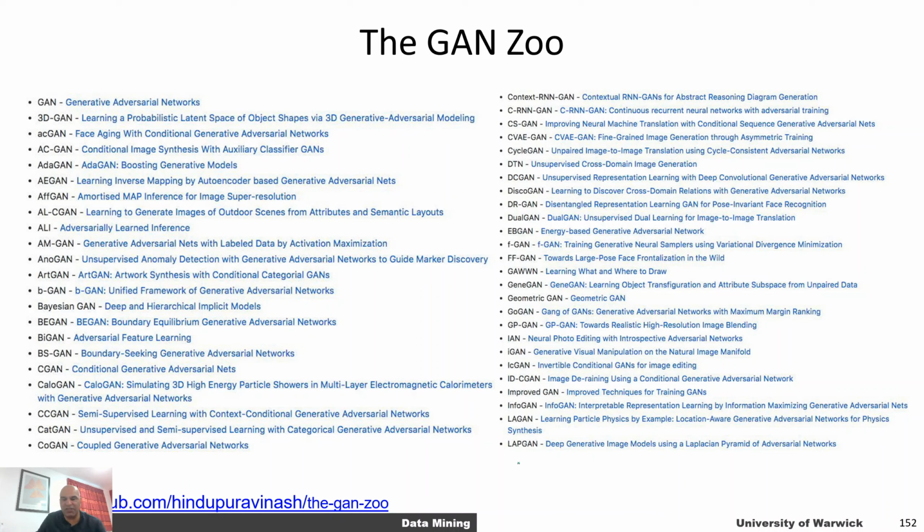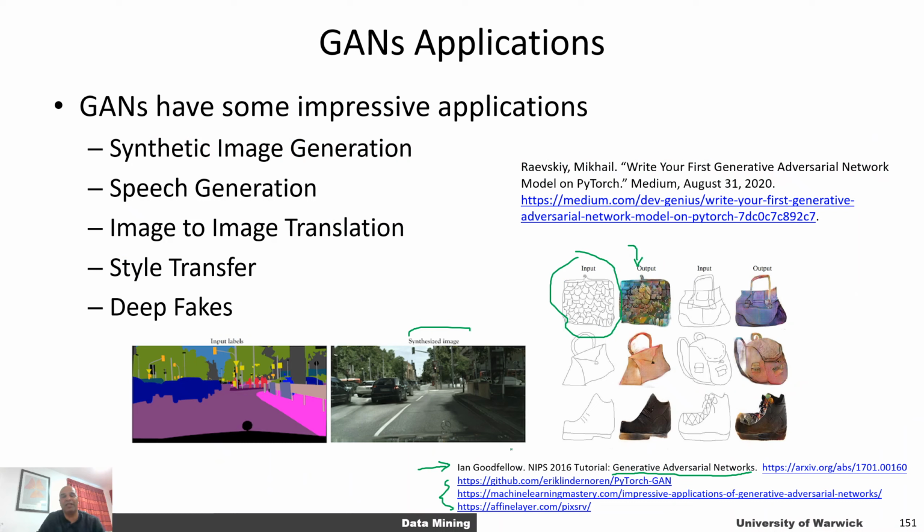There are unconditional GANs, and then there are conditional GANs, and we're going to talk briefly about those. But first, what we are going to do is take a look at how we can code a very simple generative adversarial network.